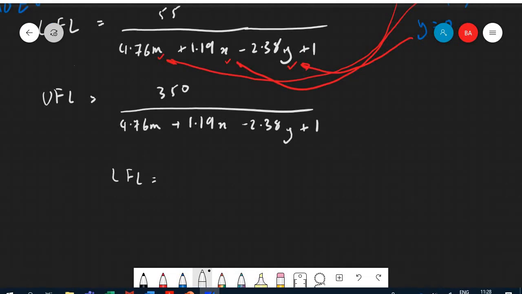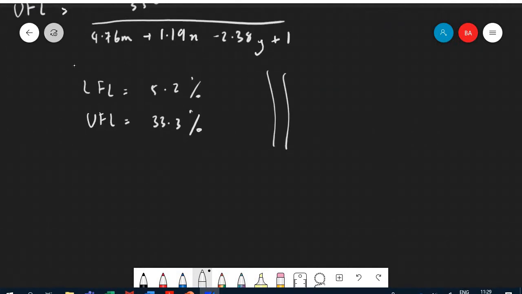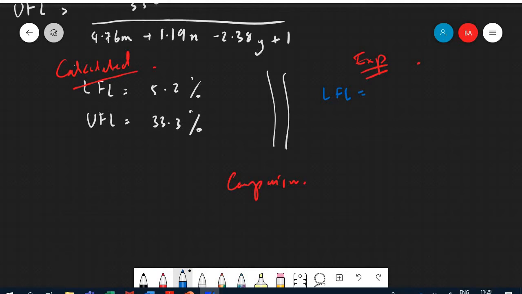Your LFL is equal to 5.2%, and my UFL is equal to 33.3%. Okay, great. Now to do the comparison, I need to compare it to the experimental value. These are my calculated values. What are my experimental values? My experimental values tell me that my LFL was 5%. Beautiful, that looks really good.